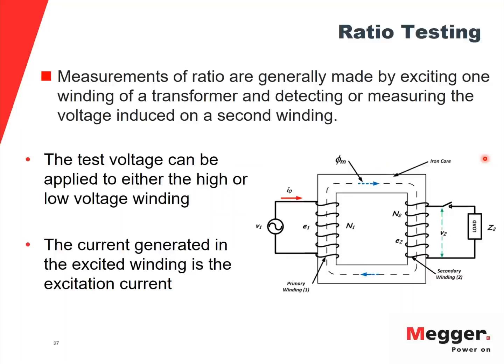As we will go into the future slides, you will notice that by default, people usually apply the voltage on the primary side, but you can also apply the voltage on the secondary side of the transformer, and then it would act as a step-up transformer, because most of the transformers are step down, but if you energize on the secondary side, it would act as a step-up transformer. Whichever winding you apply voltage to, the current measured during that time is called the excitation current.